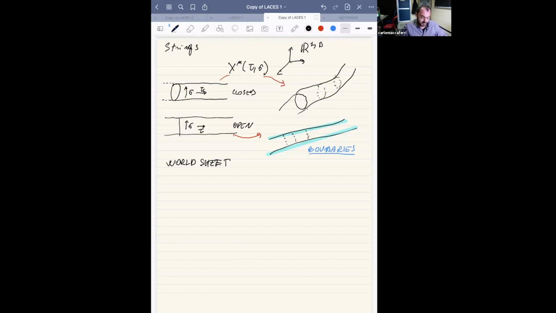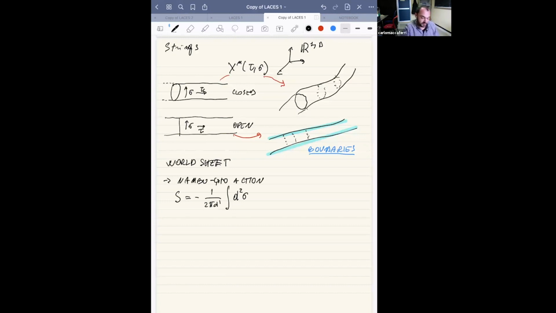Okay, so these maps are not completely free, but are chosen to follow from an action. On these two-dimensional surfaces, there is a natural action for these maps, X^μ, and this action is to start with the Nambu-Goto action, which is given by this expression: 1/(2πα′) times the integral in d²σ.